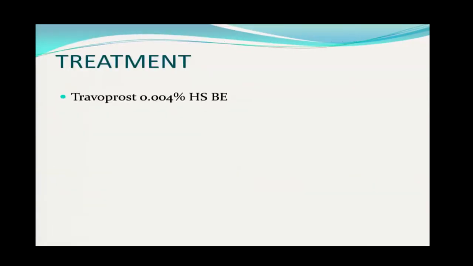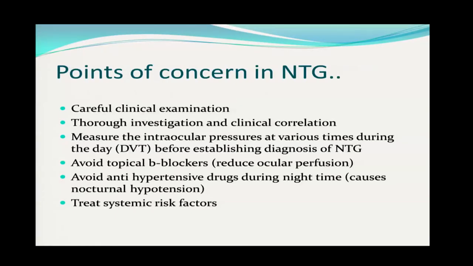So of course we need to treat this patient and bring the pressure down. If the IOP is on the upper side of the normal, 18, 20, 21, you feel good, at least you can do something more definitive to bring down the pressure. But if the pressure is already like 13, 14, then you have real trouble, what to do for these patients. So the point of concern would be a very careful clinical examination, thorough investigations, and do the diurnal variation before you put on these drugs.